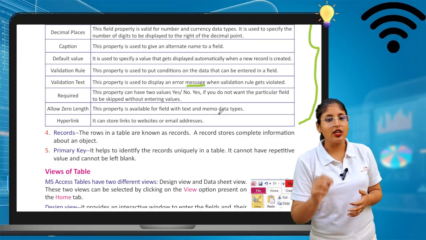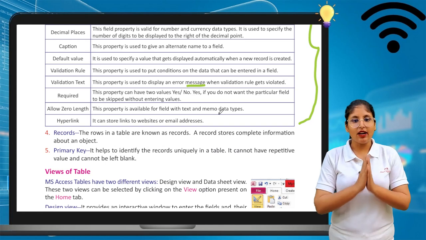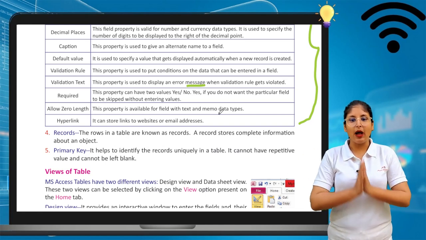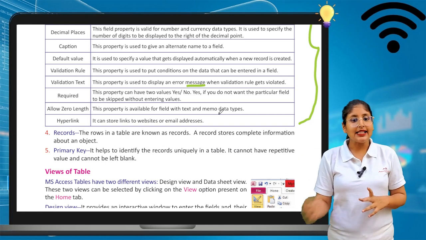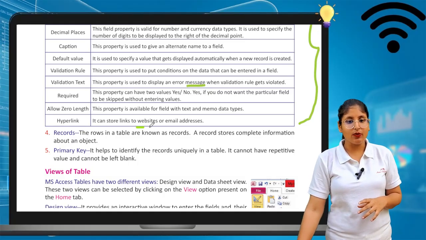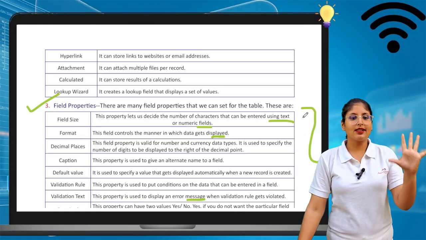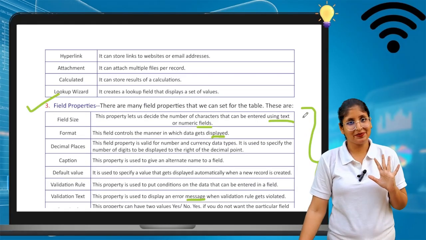Next is allow zero length. This property is available for fields with text and memo data types. And next is hyperlink. They can store links to websites or email addresses with the help of hyperlink. So these are some of the field properties.